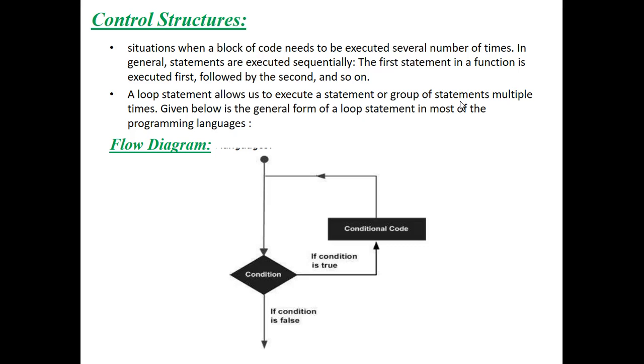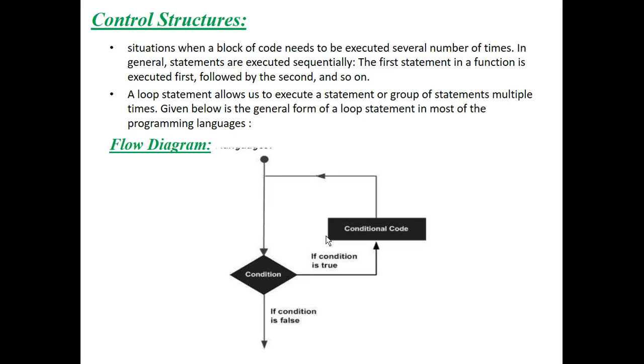Let's understand the above two points with the help of a flow diagram. In the diamond-shaped box I have written the condition. If the condition is true, then the control goes to the particular block where the statements are written under the true branch, and those statements are executed until the condition is false.